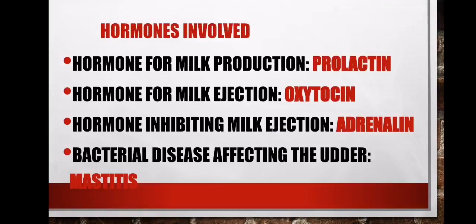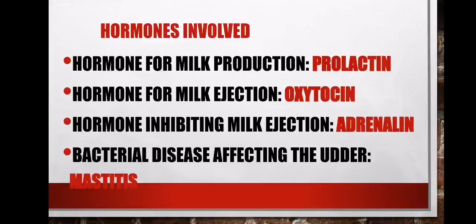Let's look at the hormones that we have there. We have 3 hormones, people. I want you to master these hormones very well. Remember, we said there is lactation. What is lactation? It is the production of milk. Where does it take place in the udder? It takes place in the alveoli.